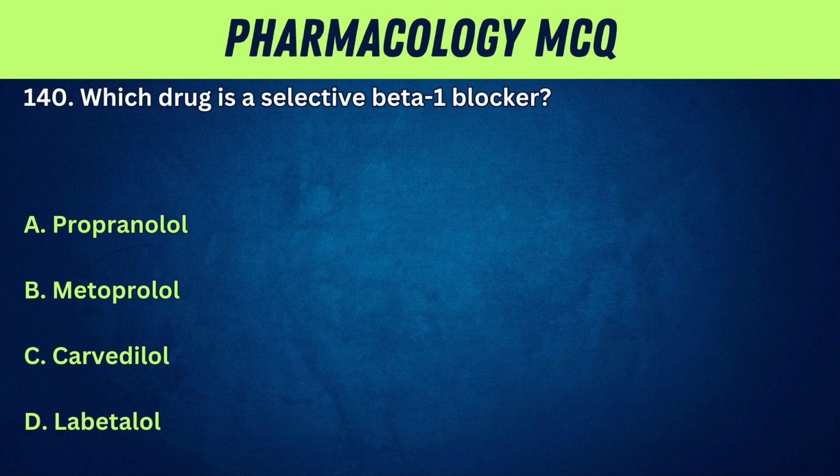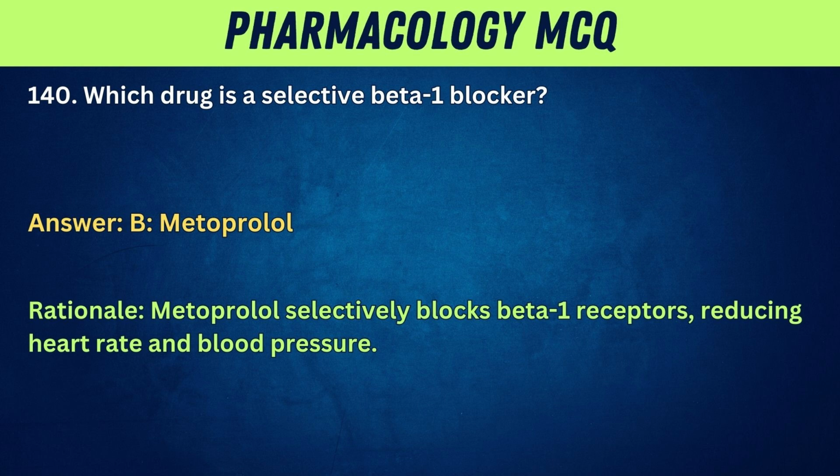140. Which drug is a selective beta-1 blocker? A. Phenytoin. B. Metoprolol. C. Carvedilol. D. Labetalol. Answer: B. Metoprolol. Rationale: metoprolol selectively blocks beta-1 receptors, reducing heart rate and blood pressure.